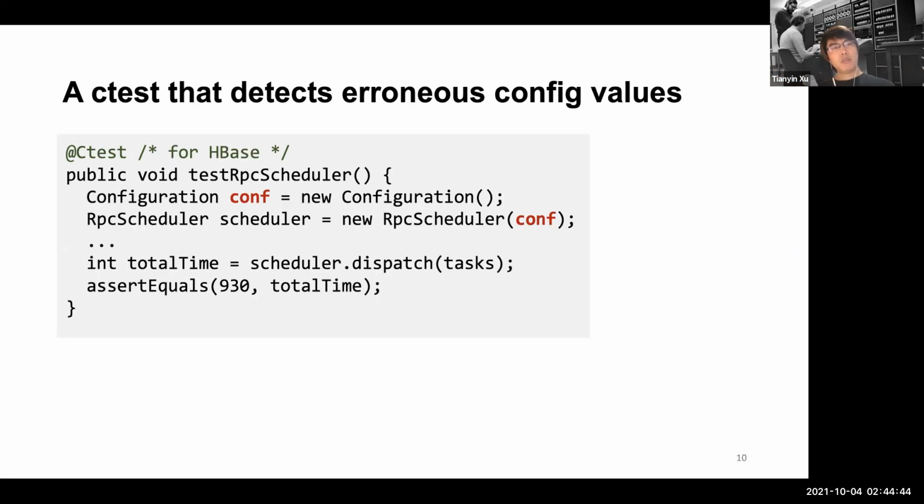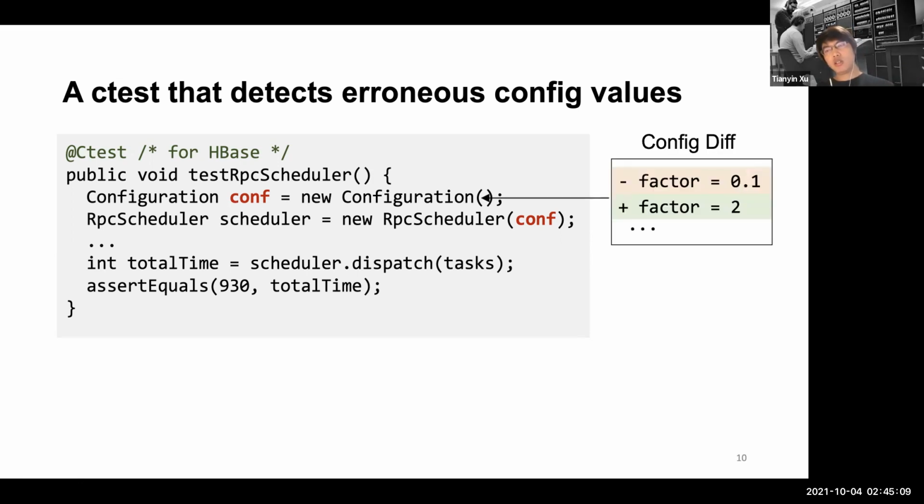The second example is from HBase, and it's also generated from an HBase test. Similar to the previous one, we first initialize a configuration object, pass the object into a scheduler, and use the scheduler to dispatch tasks. The test code has an assertion on the scheduling time. We use this test to test a configuration diff.